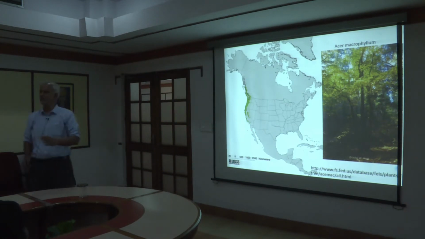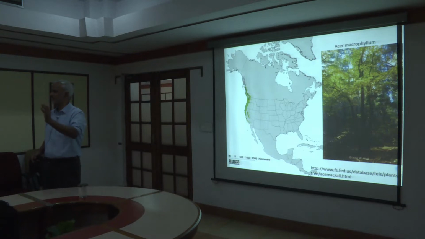You will not find the species in the nativity. It's a different matter that you pick up this plant and put it in Kew Botanical Garden or the National Botanical Garden in Calcutta and all that. I am talking about the native distribution of the species. This is only stuck to that small patch of land.